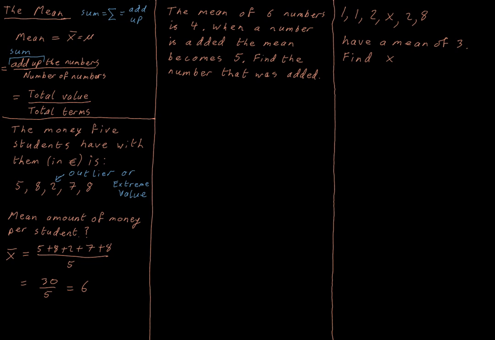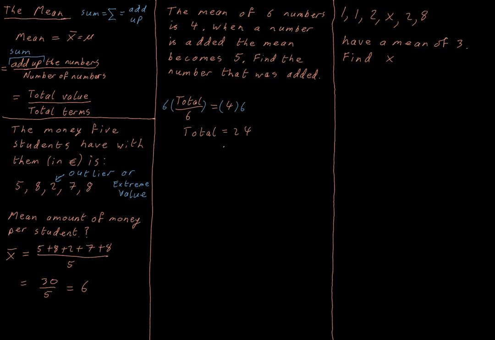So if we think in terms of totals, how did we get the mean of 6 numbers? Well, we added up all of our numbers and we got a total. We got the sum of all of our numbers, and that was divided by 6, which was the total number of terms. And that ended up being equal to 4. Now this is a straightforward enough equation. I could just multiply both sides by 6. And the total that I started with must be equal to 24.